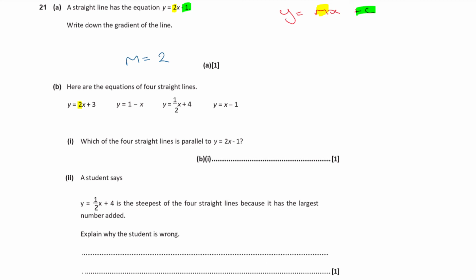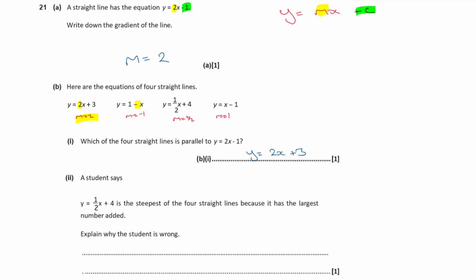So this one, m is 2. This one, you can't really see a number in front of x, but I've got a minus sign. That means that m is minus 1. So m is minus 1 for that one. Here m is a half, and here m is 1. So there's only one that has a gradient of 2 that matches my other one. It's that one there. So it's the line y equals 2x plus 3.